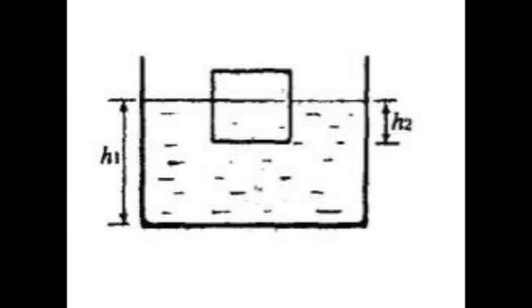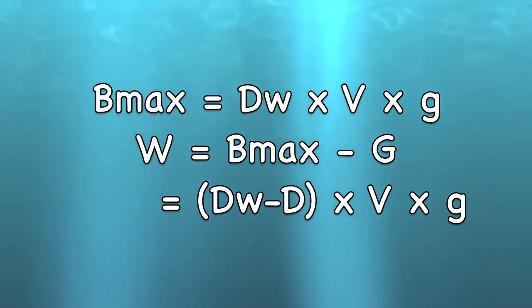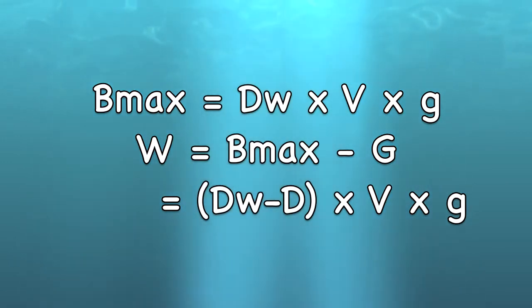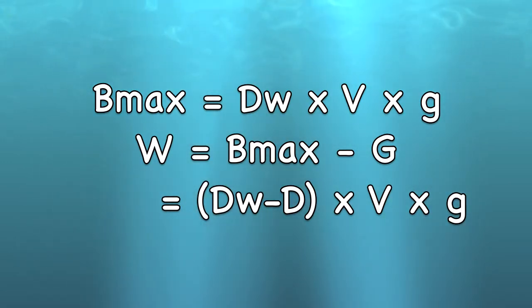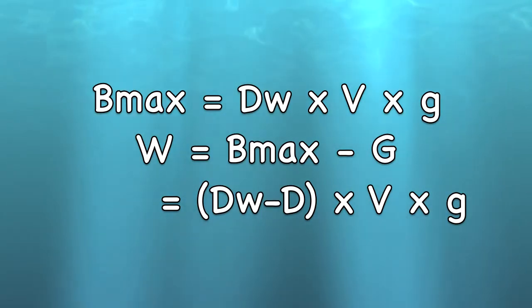Back to the model. If you want to calculate how much cargo a ship can hold, then you have to first calculate the maximum buoyancy force, which is the density of water times the volume of the ship underwater times g. And then you use the maximum buoyancy force minus the gravitational force of the ship itself, and the difference will be the weight, which is the density of the water minus the density of the object, and the whole difference times the volume times g.